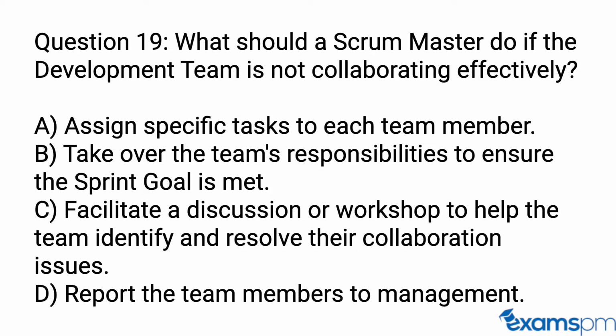Question 19. What should a Scrum Master do if the development team is not collaborating effectively? A. Assign specific tasks to each team member. B. Take over the team's responsibilities to ensure the sprint goal is met. C. Facilitate a discussion or workshop to help the team identify and resolve their collaboration issues. D. Report the team members to management.